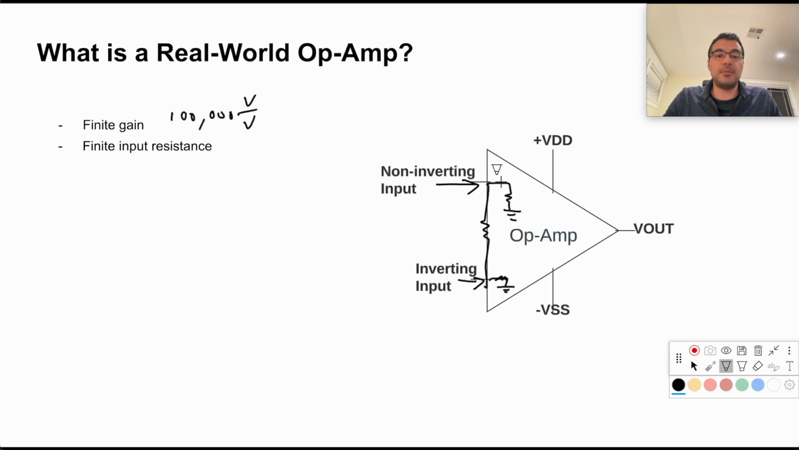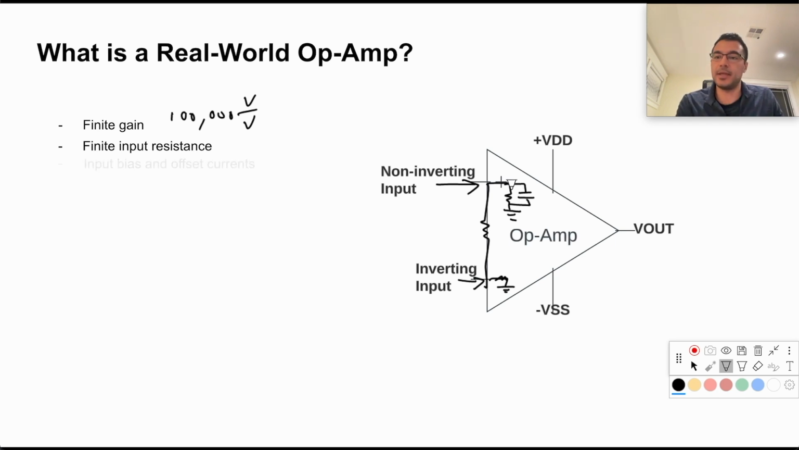More than just input resistance, there's also input impedance. There's going to be some amount of parasitic capacitance in parallel with these resistors, both in between the inputs and ground, as well as in between the inputs together. This can have effects at high frequencies.